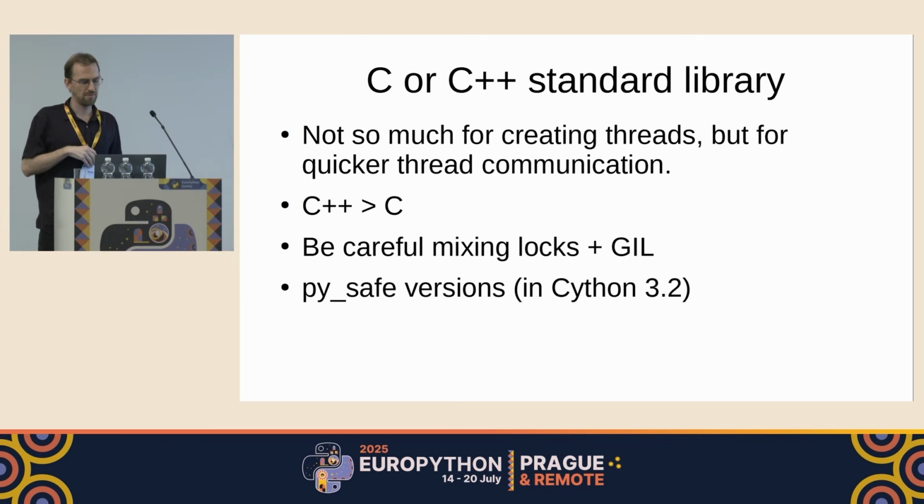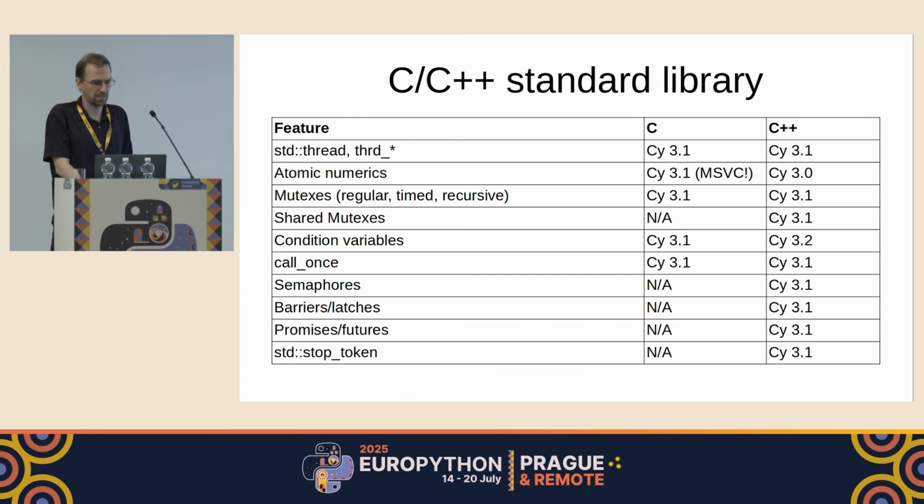And in the forthcoming version of Cython, so when I say Cython 3.2, it doesn't exist yet, but you can check out the master branch, and most of these things are there. We've written some PySafe versions which avoid these deadlocks with the global interpreter lock. My general advice is use C++ rather than C, because compiler support is a lot better mainly, and because it's got more stuff. But make your own judgment on that.